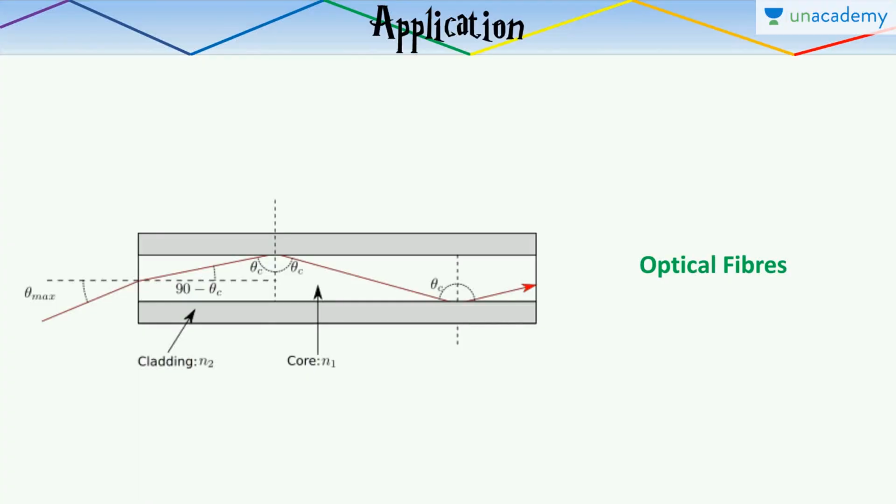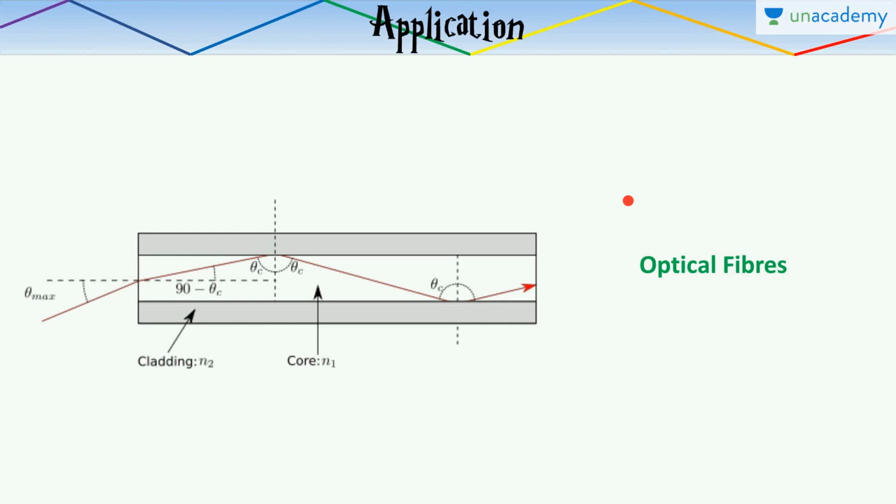Now, the most important, widespread and critical application of total internal reflection is in the case of optical fibers, which are means of transporting information or just light, information on light. That is, when you want to send information through light, you modulate the information that you want onto the light frequency, and then you send it along the optical fiber. An optical fiber is just a light pipe.